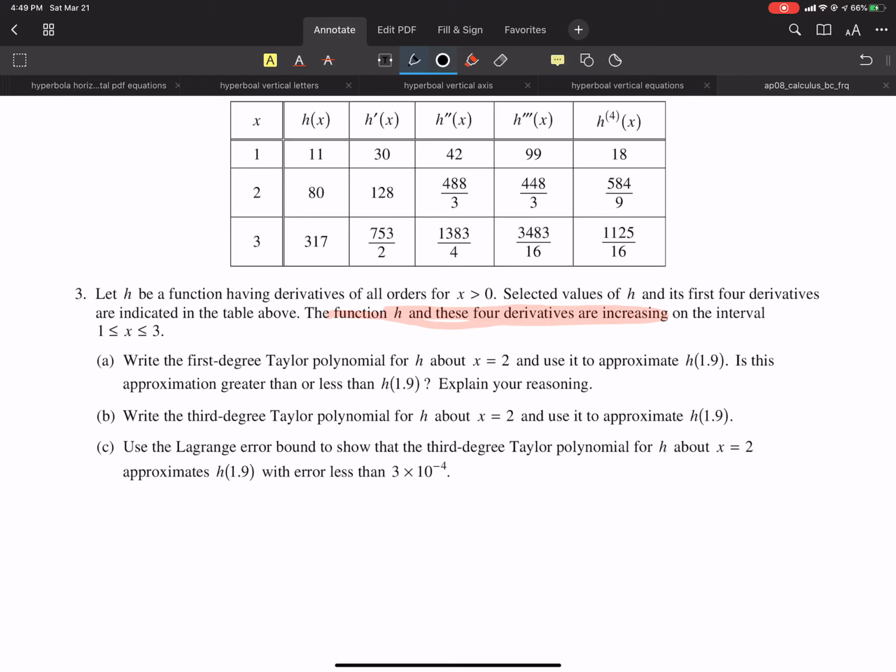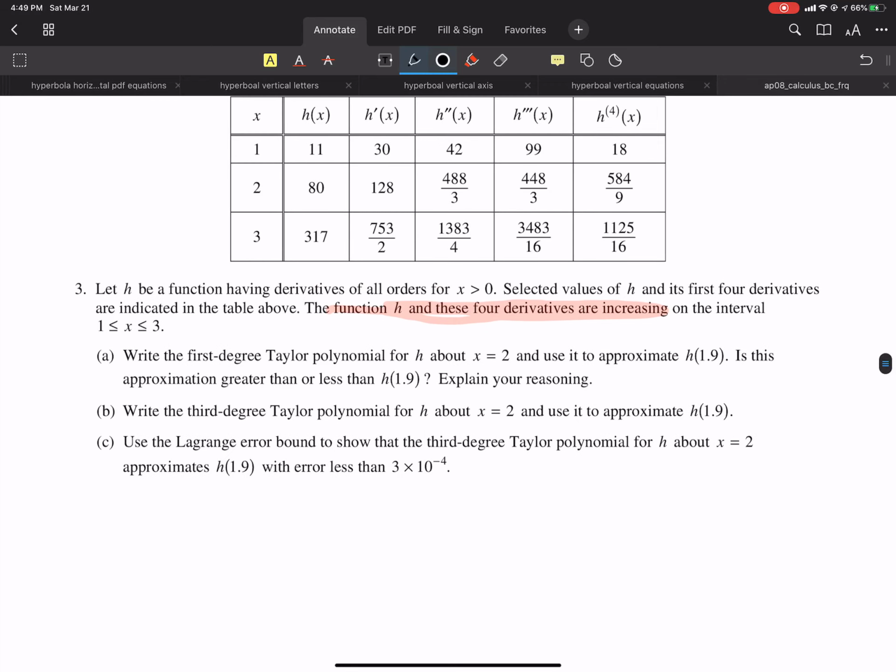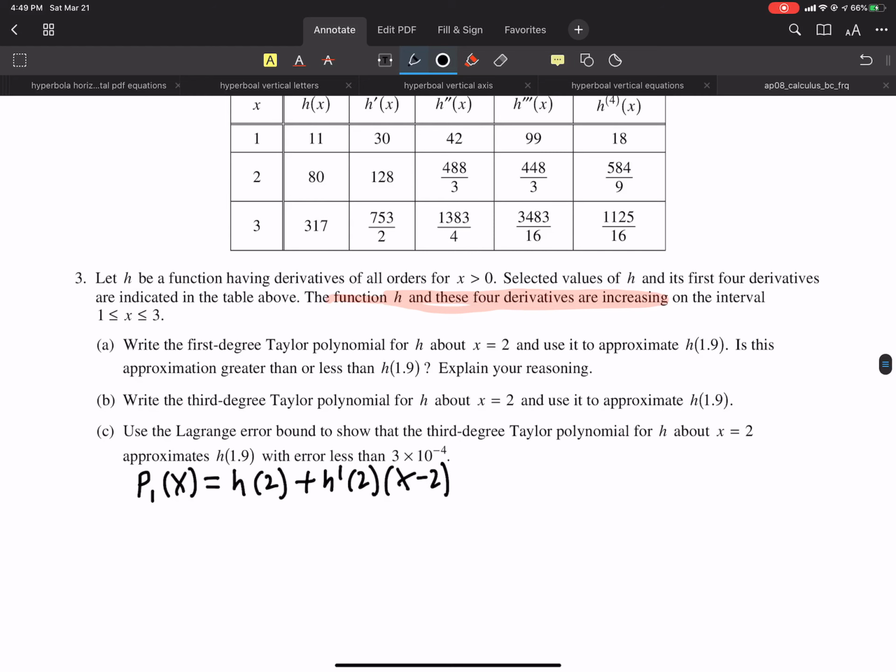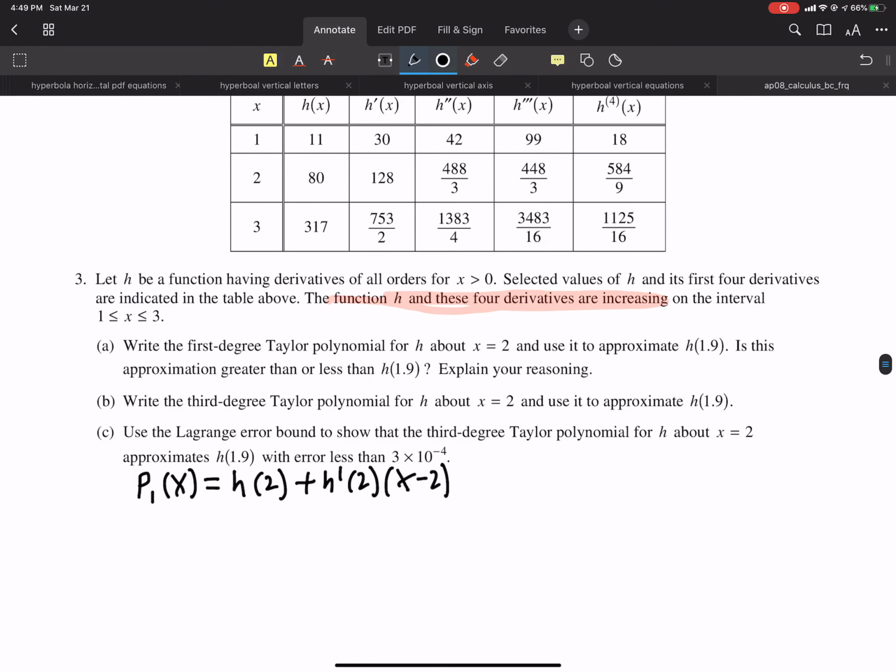A first degree Taylor polynomial, so that's going to be our function. What's the center? Center at 2. So that's the format of our first degree Taylor polynomial. We just plug in the numbers from the table. h at 2 is 80. The derivative is 128.